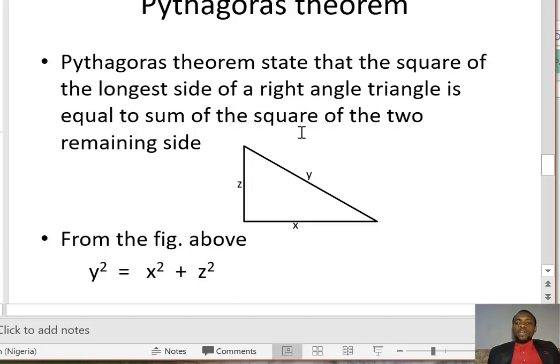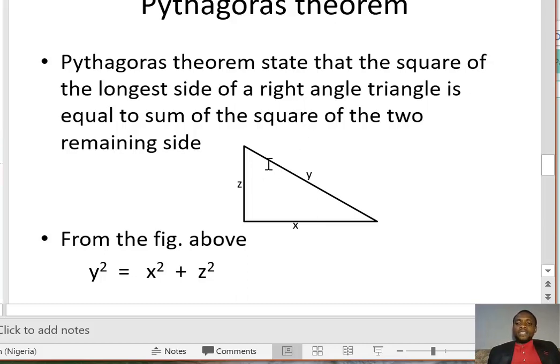The square of the longest side, which is the hypotenuse, is equal to the sum of the squares of the two remaining sides, which is the square of the opposite plus the square of the adjacent.